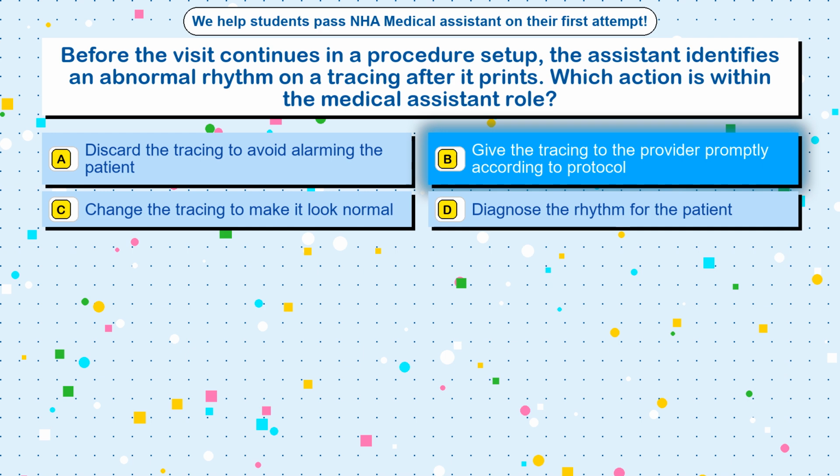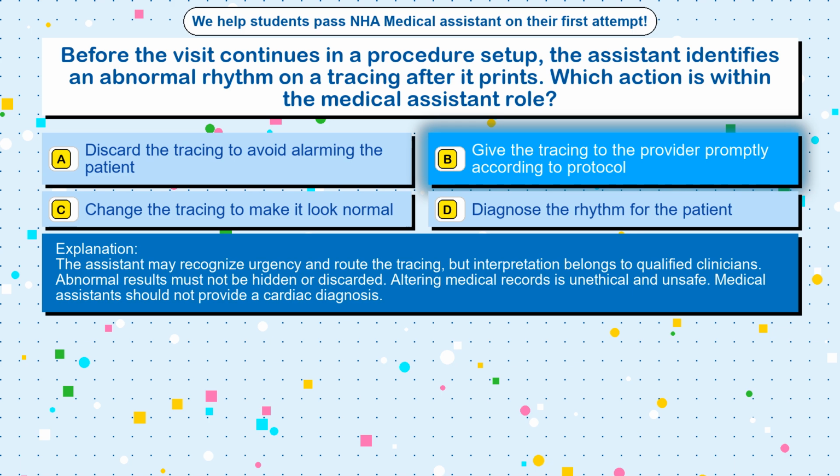The correct answer is option B. Give the tracing to the provider promptly according to protocol. The assistant may recognize urgency and route the tracing, but interpretation belongs to qualified clinicians. Abnormal results must not be hidden or discarded. Altering medical records is unethical and unsafe. Medical assistants should not provide a cardiac diagnosis.